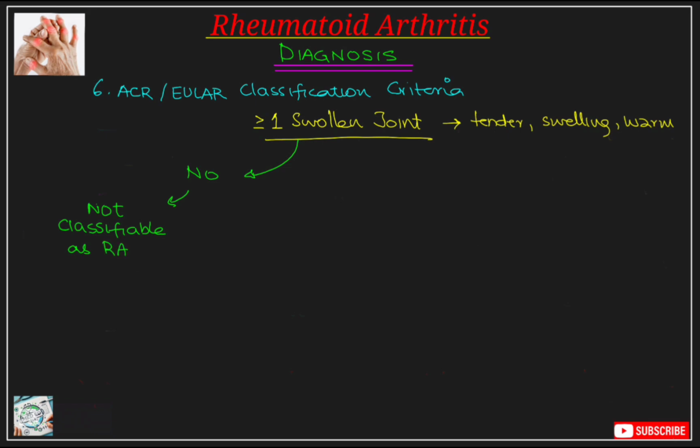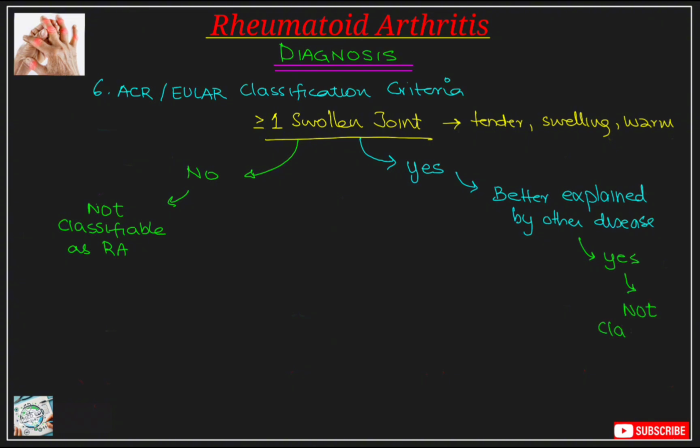Now, what if the patient does have at least one swollen joint? Then the next question we must ask is, could this swelling be due to any other condition? There are many diseases that can mimic rheumatoid arthritis but are distinct in their nature. Some examples include psoriatic arthritis, gout or pseudogout, viral arthritis, or even SLE. If the joint swelling can be better explained by any of these diseases, then rheumatoid arthritis is ruled out and we should not classify the patient as having rheumatoid arthritis.